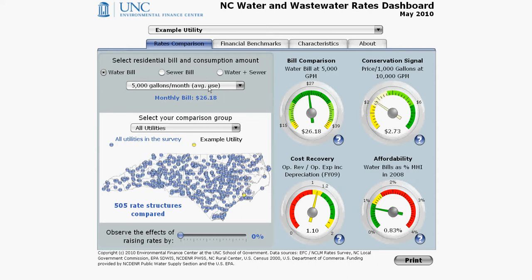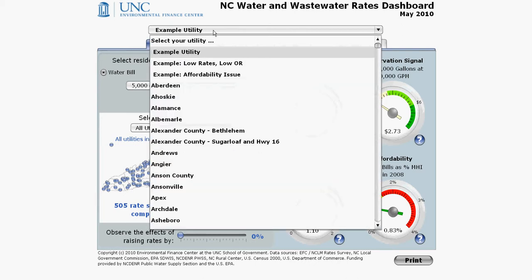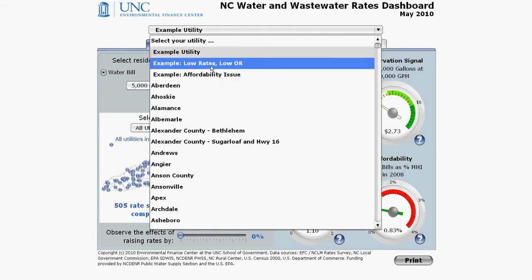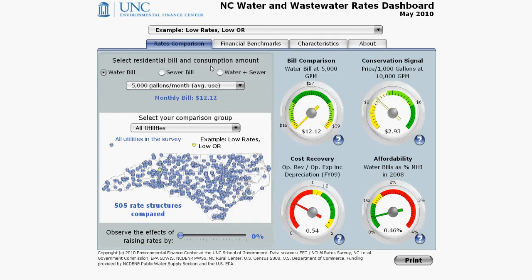Okay, let's look at a different story. Instead of example utility, I'll look at another utility, also a completely made up utility. This one's called low rates, low OR. Look at the gauges again. Is the story any different? Well, the title gives it away. Their rates are low. Sure, that sounds like a good thing, if that's the only thing you look at. But at what cost? Look at the cost recovery gauge.